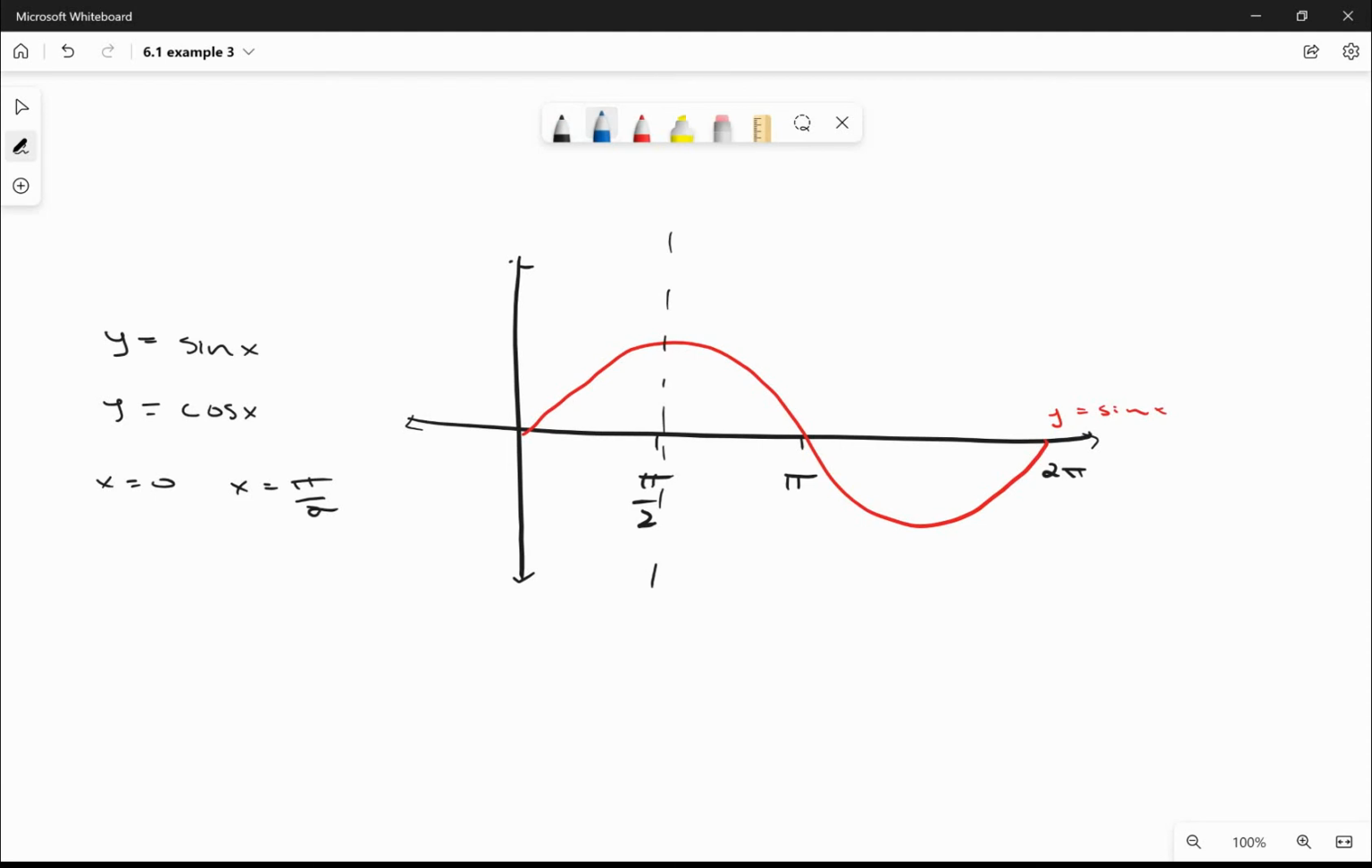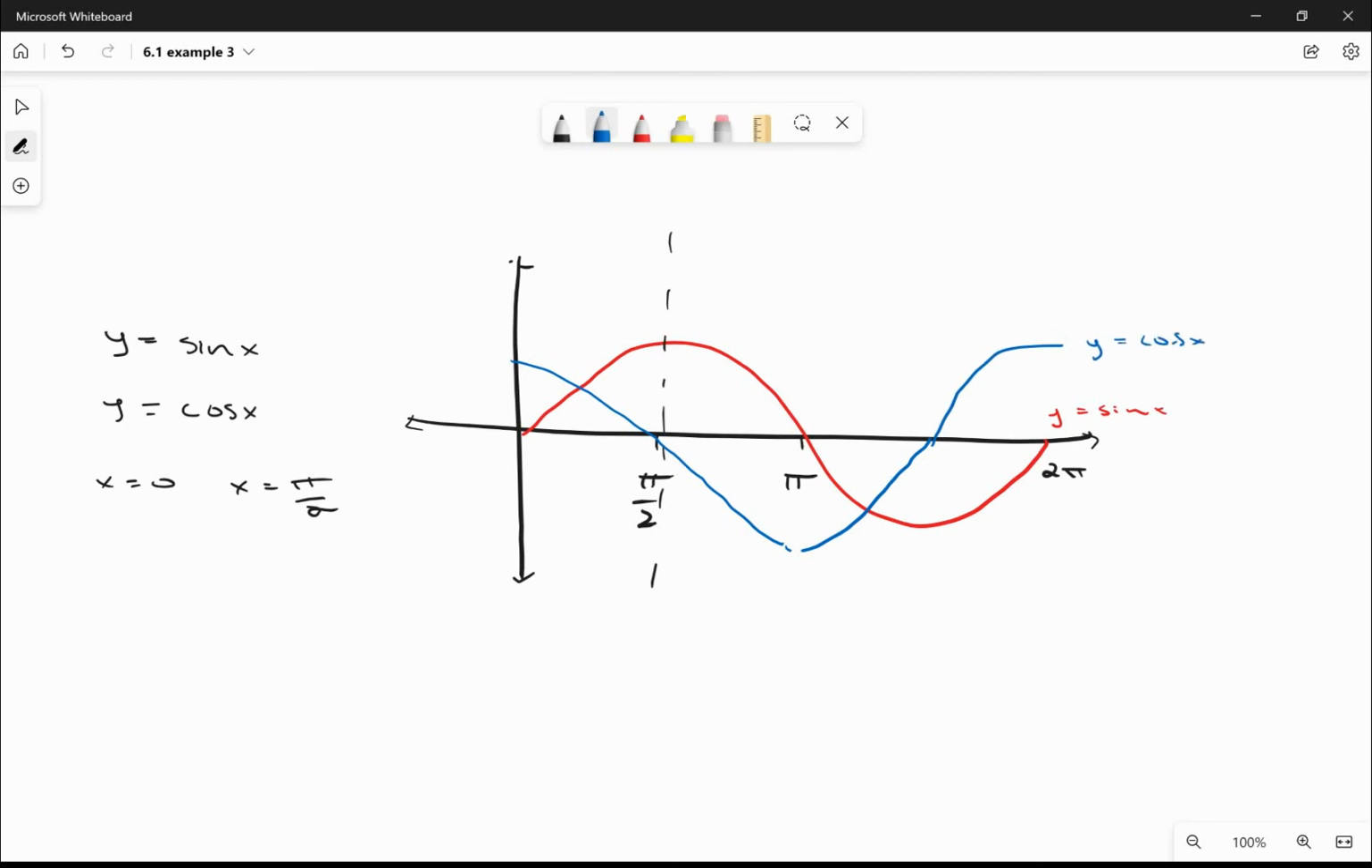So let's draw a cosine, right? Starts up here, looks like that, goes down to -1 at pi, back up to 0 at 3 pi over 2, and then up to 1 at 2 pi. So that's our cos x.